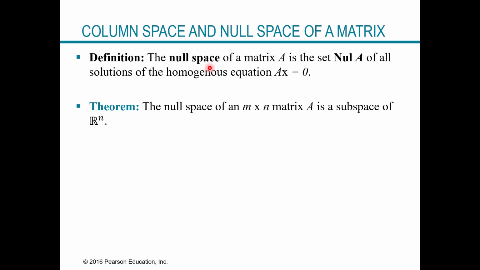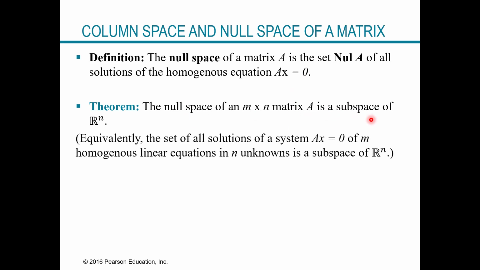And null space is just the set or collection of all of our solutions to this equation when we have Ax equals 0 instead of like the last example where it equaled a vector B. And so this null space is a subspace of Rn. Another way to say this theorem is that the set of all solutions of a system Ax equals 0 of m homogeneous linear equations, where there's n unknowns, so like n variables, is a subspace of Rn.